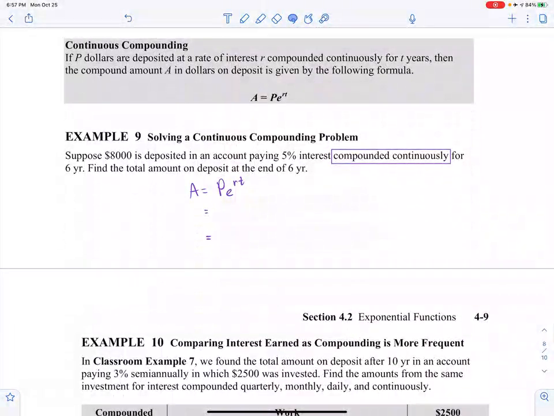And so look at example 9. We're depositing $8,000. Our account is going to be paying 5% interest, and we're going to compound continuously.